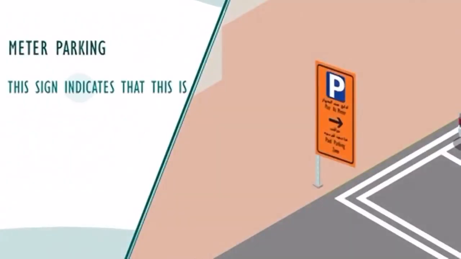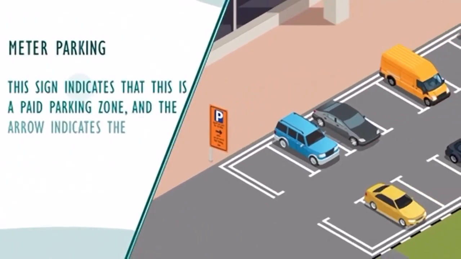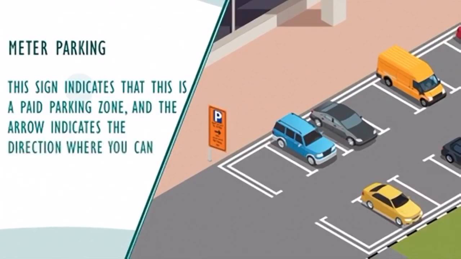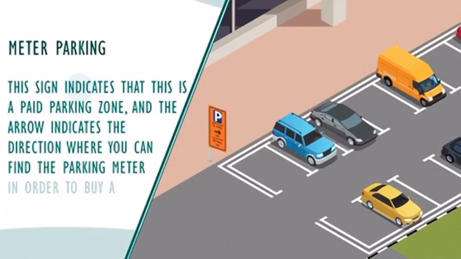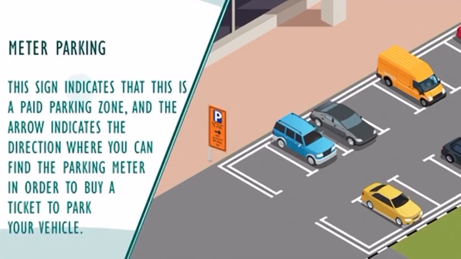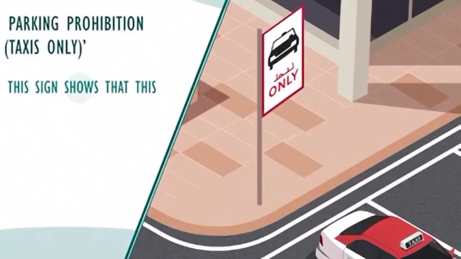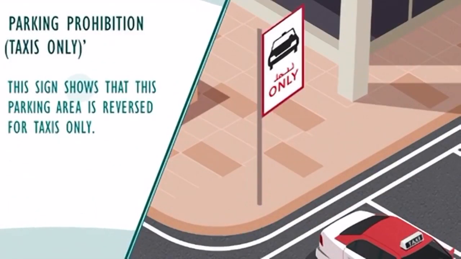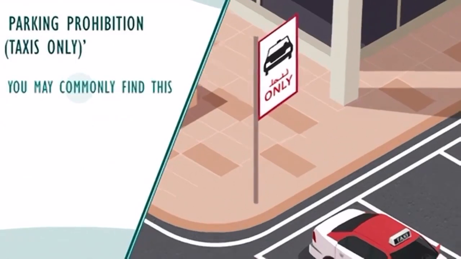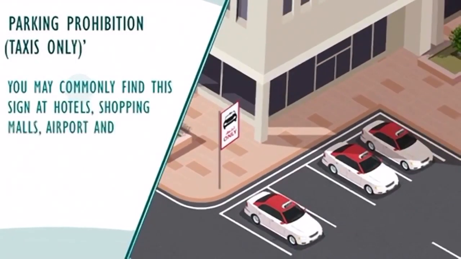This sign indicates that this is a paid parking zone, and the arrow indicates the direction where you can find the parking meter in order to buy a ticket to park your vehicle. This sign shows that this parking area is reserved for taxis only. You may commonly find this sign at hotels, shopping malls, airport, and metro stations.